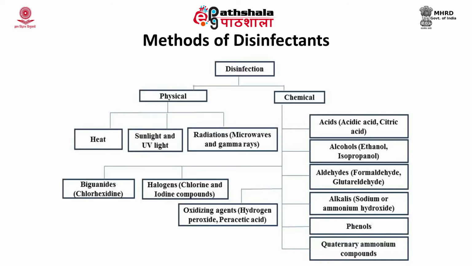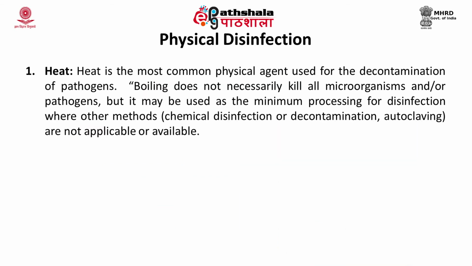Different methods of disinfection. Now, as you can see in the figure, disinfection can be achieved either by a physical process or by a chemical process. The physical process involves heat treatment, treatment with UV light, or radiations, where microwaves and gamma rays are used to achieve disinfection. In the chemical process, alcohols, aldehydes, phenols, quaternary ammonium compounds, halogens, and oxidizing agents are used to achieve disinfection. Let us discuss them one by one.